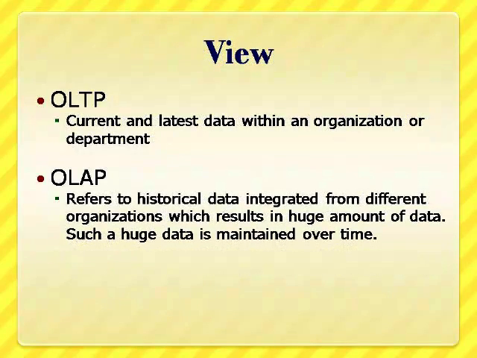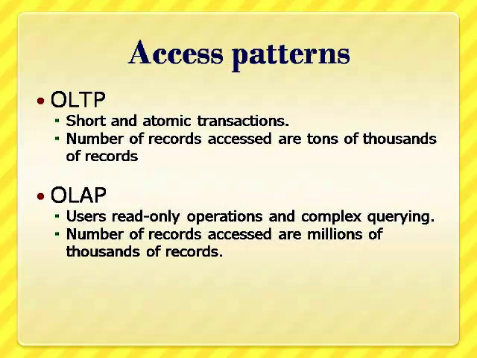From the view parameter, OLTP always uses current and latest data within an organization or a department only. In the case of OLAP system, it always refers to historical data integrated from different organizations, which results in huge amounts of data. Such a huge amount of data is maintained over a period of time. From the access patterns point of view, very short and atomic transactions are part of OLTP systems and need concurrency control and recovery procedures, whereas OLAP systems use read-only operations and complex querying. Therefore, they don't require any concurrency control and recovery procedures.